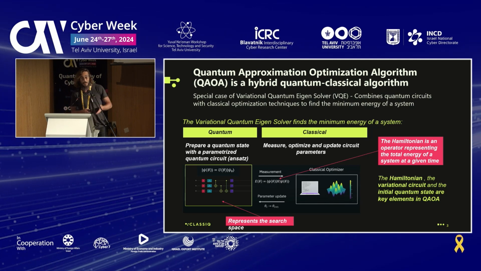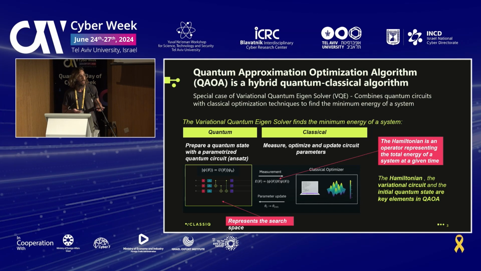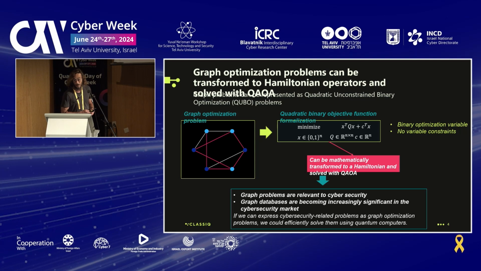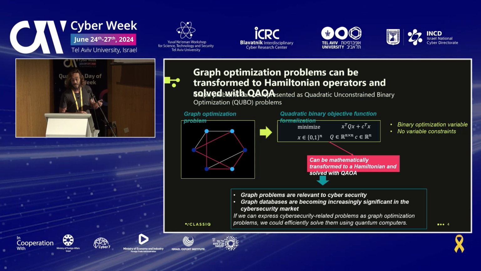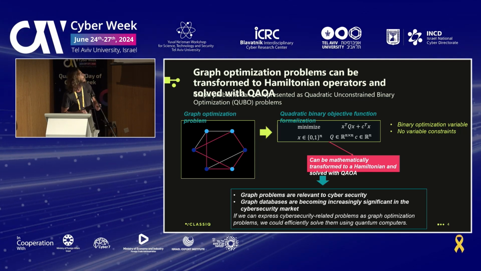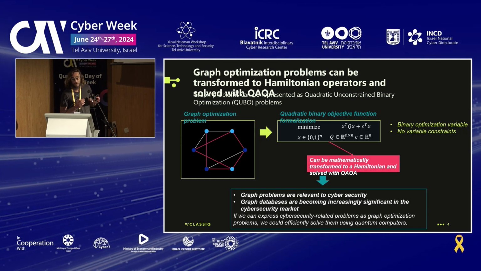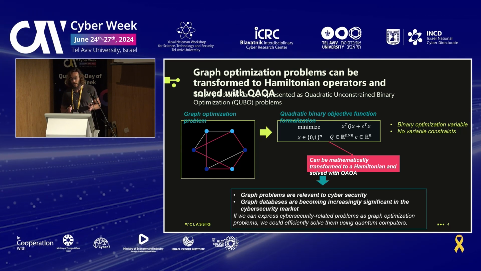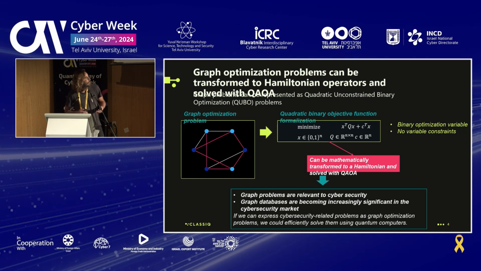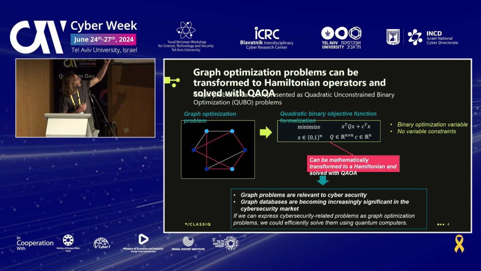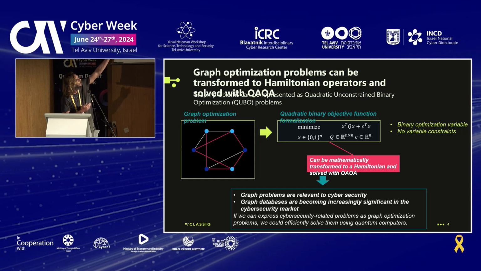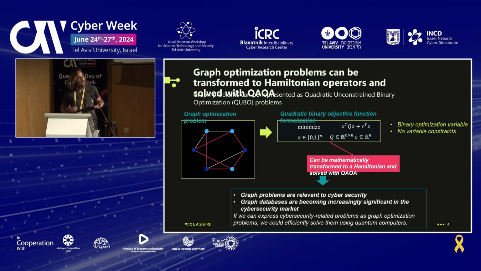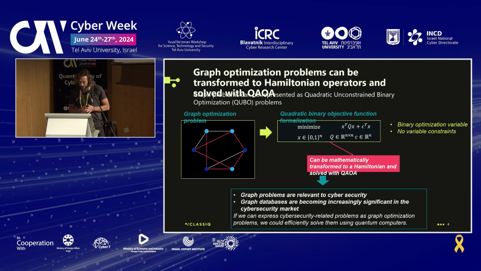It sounds great and actually works, but what's the relevance to cybersecurity? It sounds good for chemistry, and it does work for chemistry. Apparently, graph optimization problems can be transformed into the Hamiltonian operator and solved with QAOA. Given a graph optimization problem, we can formalize it as a quadratic binary objective function, meaning we're looking for the binary variable x that will minimize this quadratic expression. Given that, we can mathematically transform it to a Hamiltonian operator, and now we can solve it with QAOA, and we'll show how to do that.